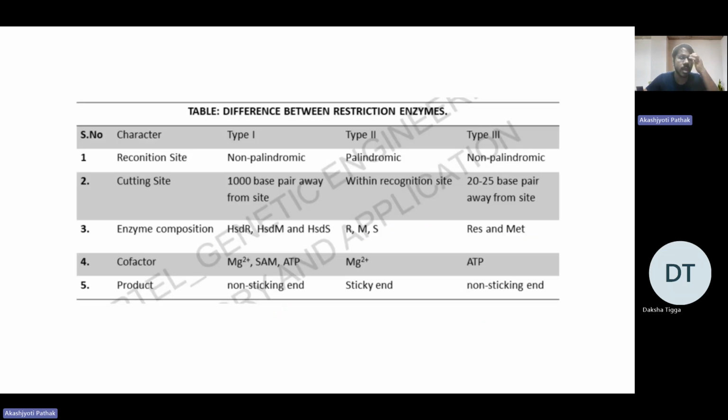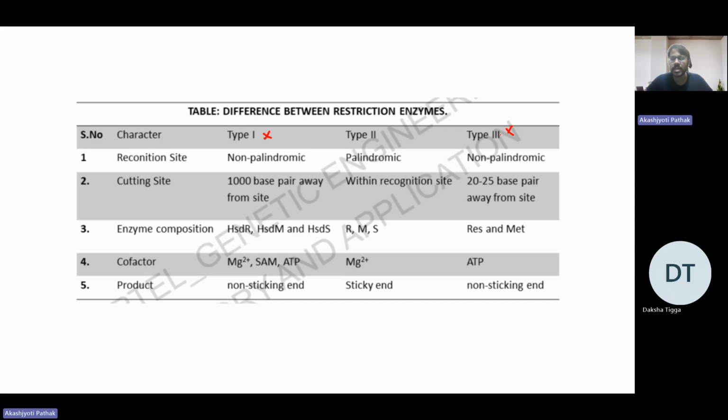Okay. Now this is the table which was there in the video lectures of week 4. You can see the differences between the three types of restriction enzymes. The main difference is that only type 2 restriction enzymes recognize palindromic sequences. The recognition sequences of type 2 restriction enzymes are palindromic, while for type 1 and type 3, they are non-palindromic. Another disadvantage of type 1 is that it does not cleave at its recognition site. It cleaves 1000 base pairs away from the recognition site.